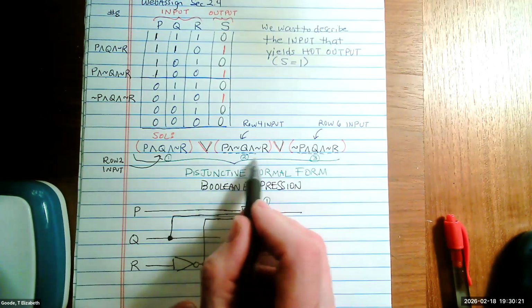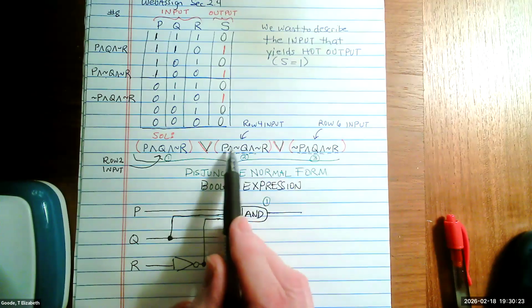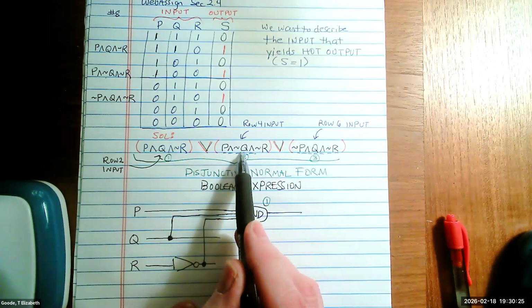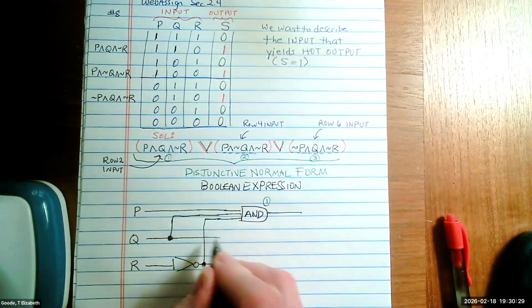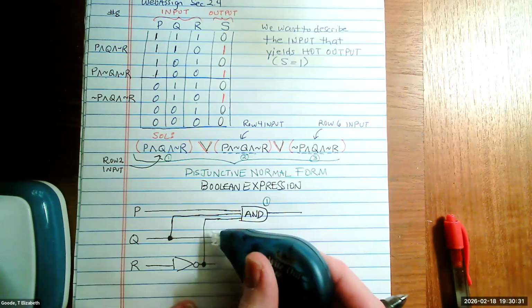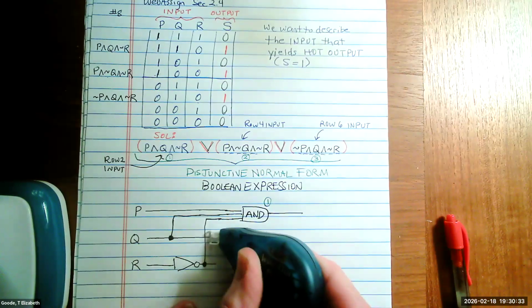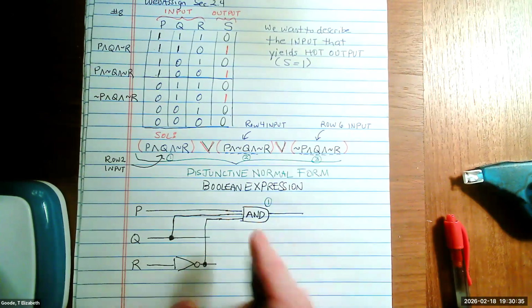Now, for expression 2, I do need a P wire, but I need a not Q wire. So I'm going to put my Q through a not gate. I'm going to back this up a little bit so I have room for a not gate.